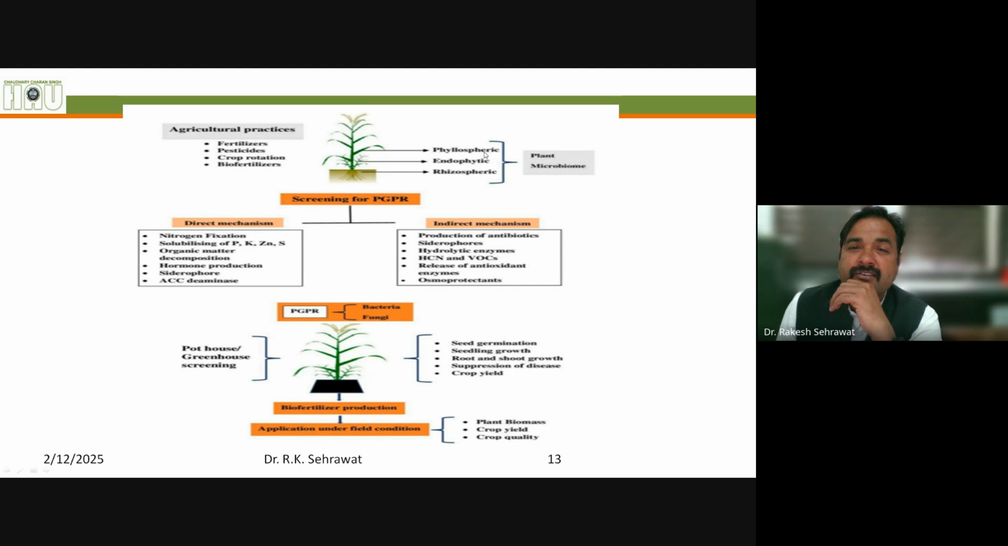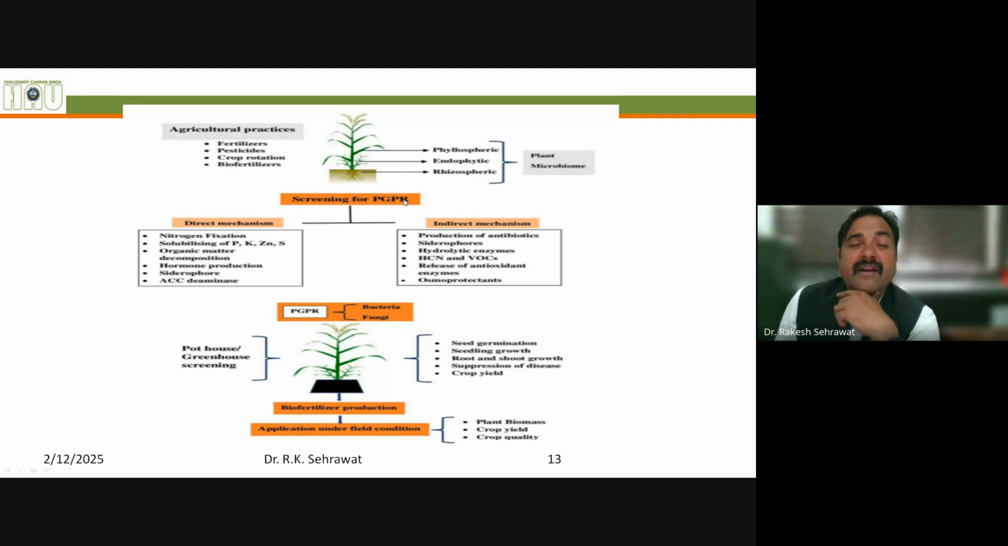So these are the three main components which contribute to the plant microbiome. And generally the agriculture practices which we are doing are fertigation, pesticides, crop rotation, and biofertilizers. So these are a few practices which are commonly used with the microorganisms. But to achieve this rhizospheric engineering, the very first thing is screening of the PGP, plant growth promoting rhizobacteria.